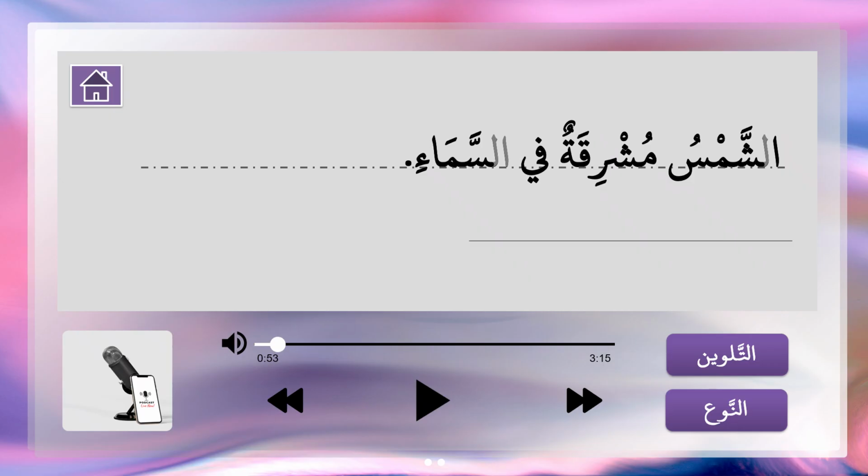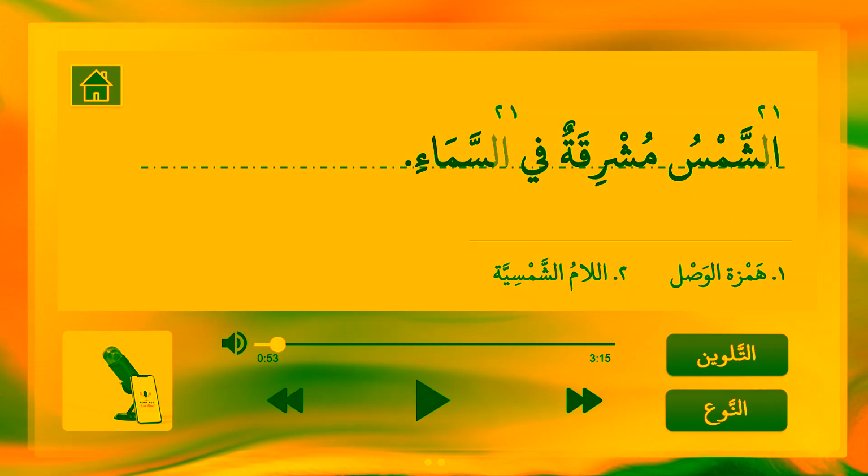If I click on the second button below, it will show you the types of silent letters in this sentence. So they're basically alif lam in each word. So al-ta'rif, the Arabic definite article, is always a hamzat wasl plus a probable sun lam, a silent sun lam in it.